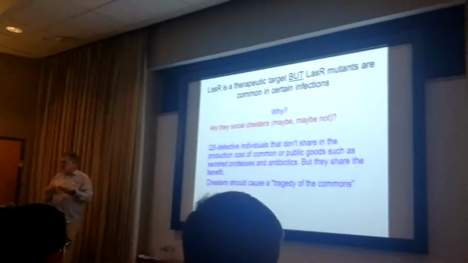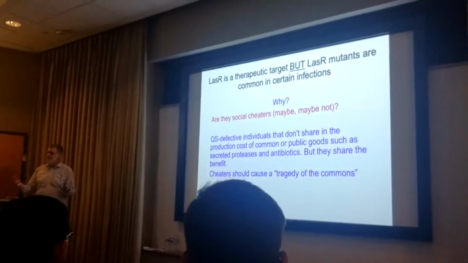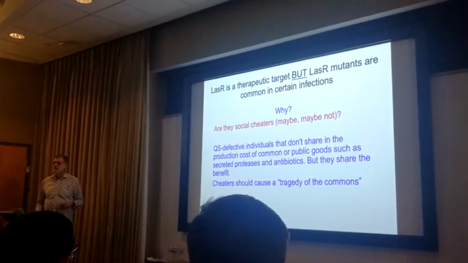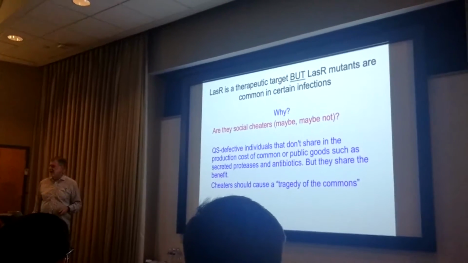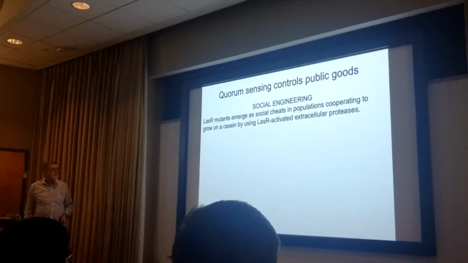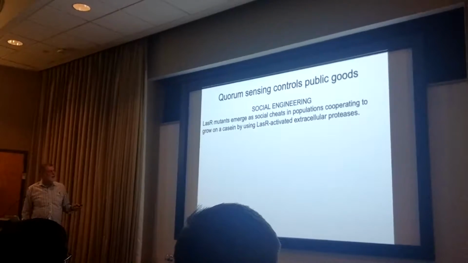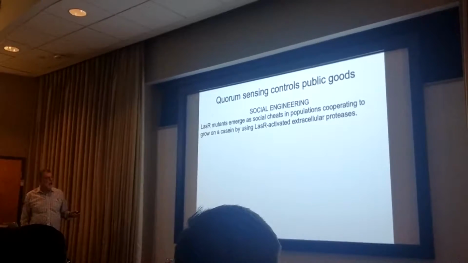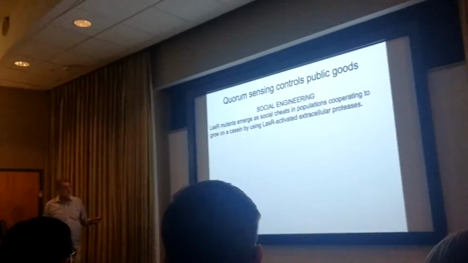Right? If they have a fitness advantage, they should take over and the population should collapse. That's certainly not the case in these chronic infections. So I want to tell you first about how we do some of our experiments.